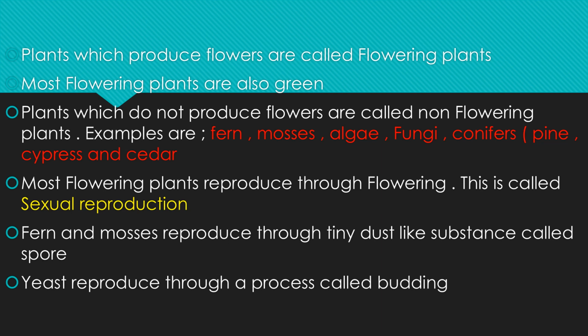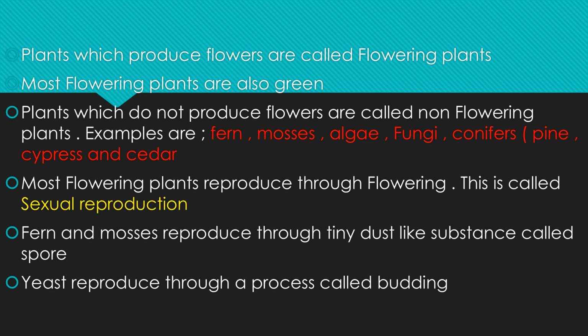And the chlorophyll, pupils, is very essential, very important for a plant to manufacture its own food through a process called photosynthesis. Plants which do not produce flowers are called non-flowering plants. Examples are ferns, mosses, algae, fungi, conifers, where we have pine, cypress, and cedar.